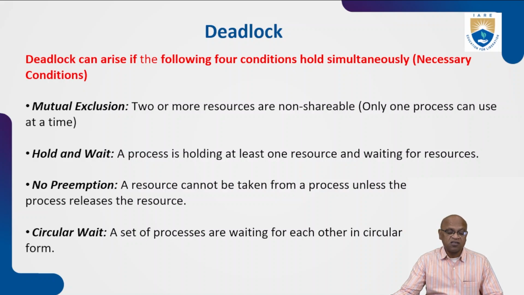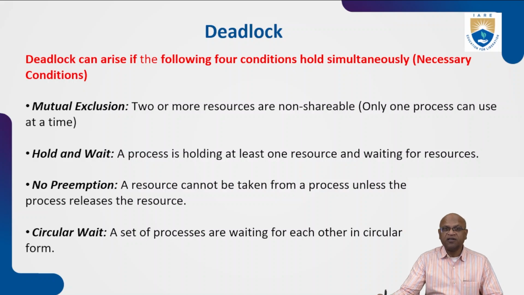What are the four conditions? Mutual exclusion: when two or more resources are non-shareable, only one process can use a resource at a time, because they are mutually exclusive. The second one is hold and wait. A process is holding at least one resource and waiting for another resource. That's called hold and wait.